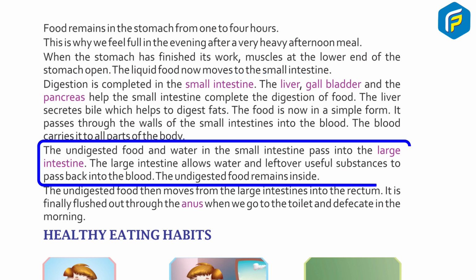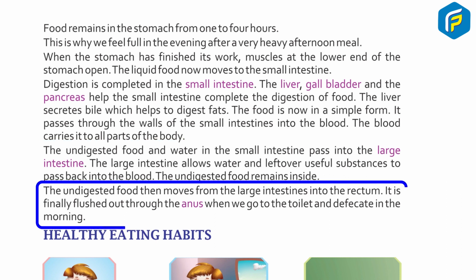The undigested food and water in the small intestine pass into the large intestine. The large intestine allows water and leftover useful substances to pass back into the blood. The undigested food remains inside. The undigested food then moves from the large intestine into the rectum. It is finally flushed out through the anus when we go to the toilet and defecate in the morning.